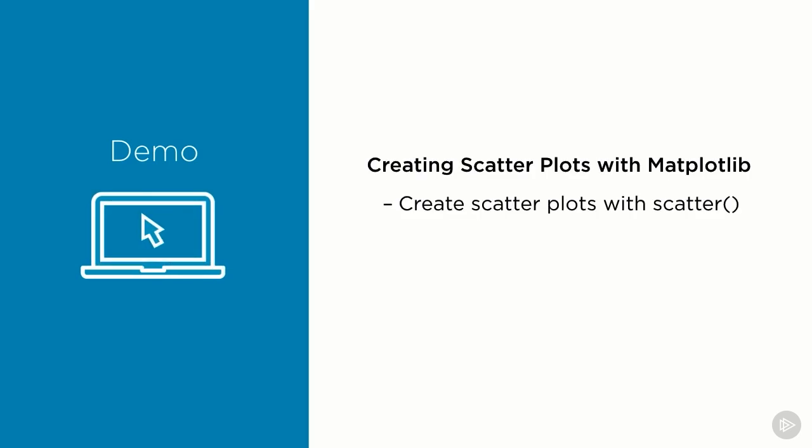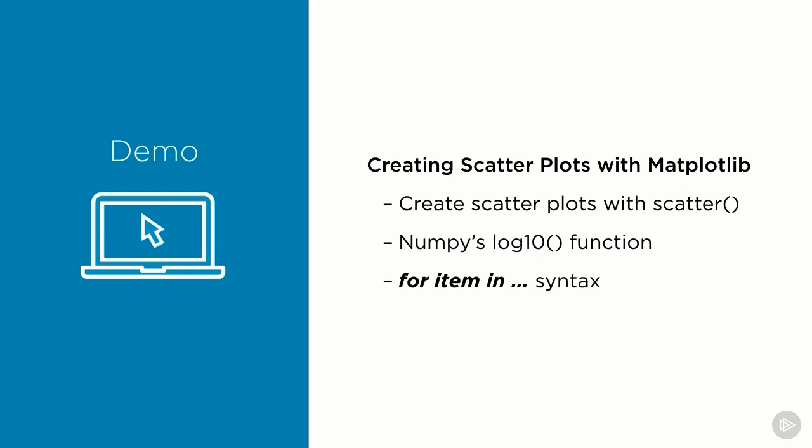Let's now dive into a demo in which we're going to create scatter plots with the scatter function of matplotlib. We're also going to use the log10 function in the NumPy library as well. If you used Anaconda to install Jupyter and other libraries, you should already have NumPy installed because it comes with Anaconda. If not, make sure to install the NumPy library before you follow this demo. And we're going to use Python's for item in syntax to run a for loop over the given years.